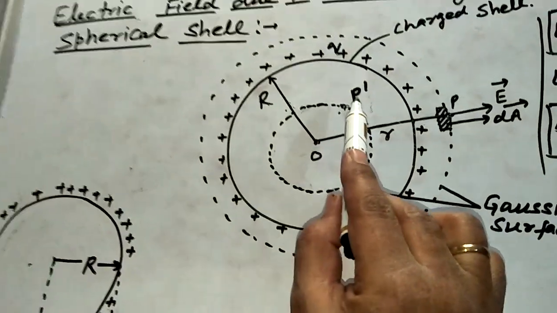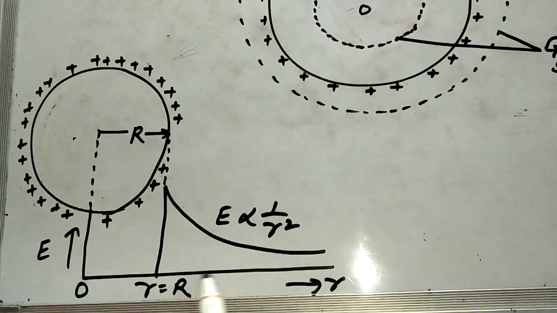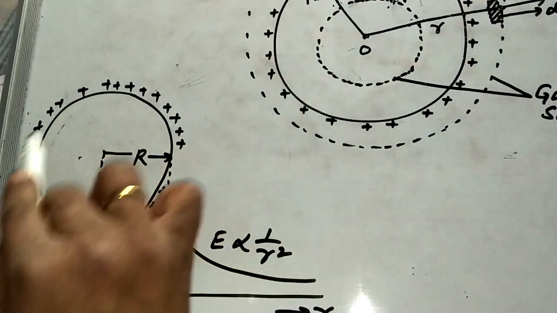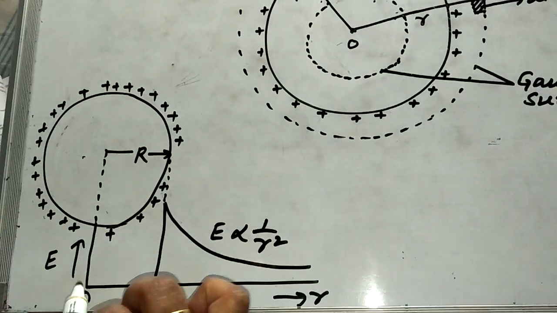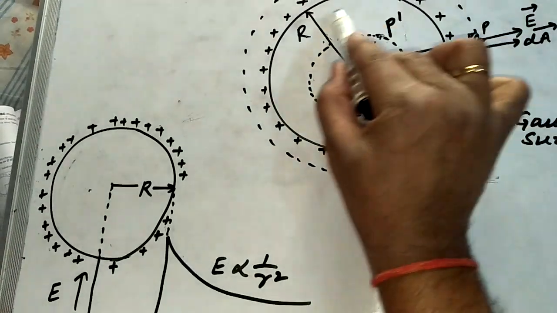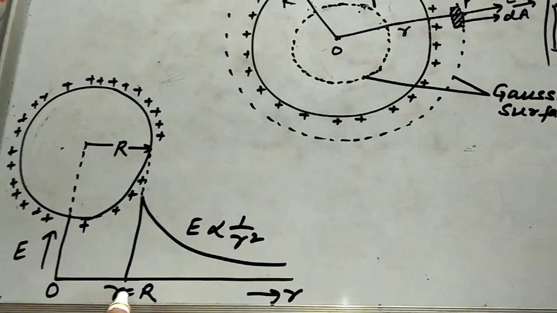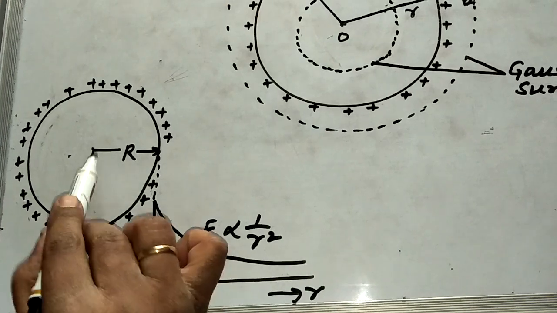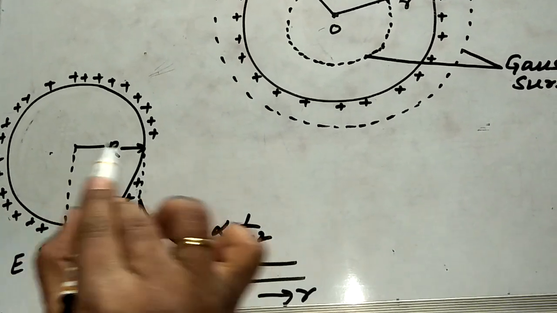So when you draw a graph between electric field and distance from the center of this spherical cell, what will be the nature of this graph? You know, O is the center, suppose this one here, and electric field at any point inside the cell will be 0. It means from the center up to the surface, in this region electric field will always be 0. No electric field in this region here.